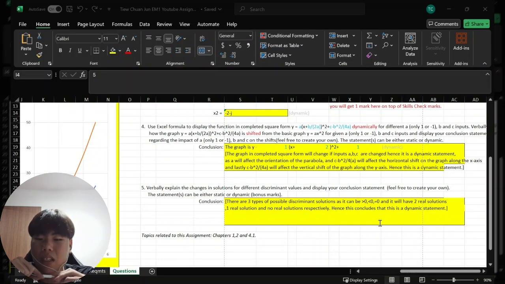Lastly, if the discriminant is a negative value, the equation will come out with two non-real solutions, meaning that the parabola does not intersect the x-axis at all, hence stating that this is a dynamic statement.